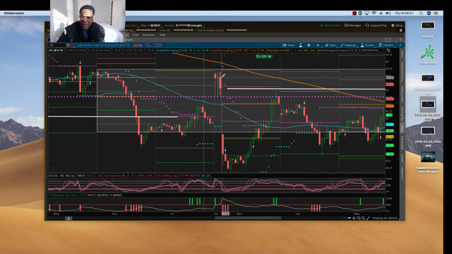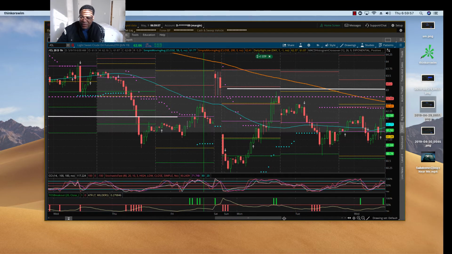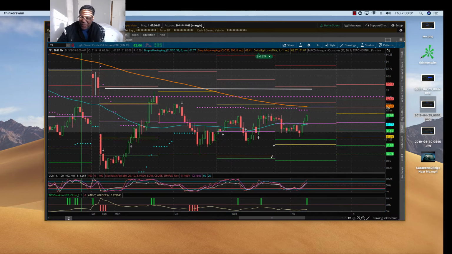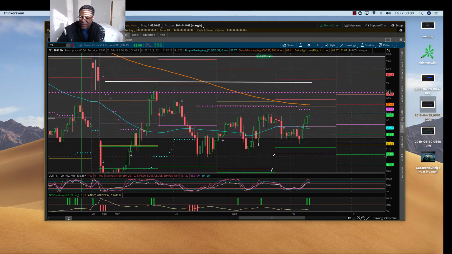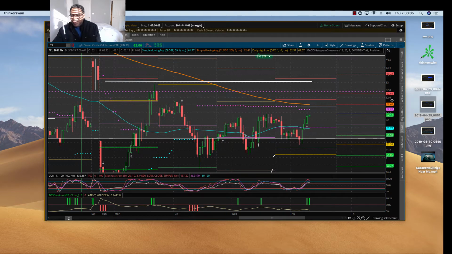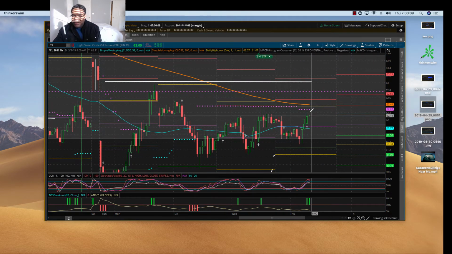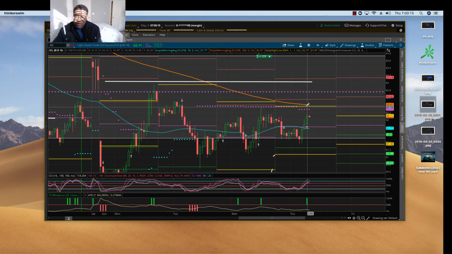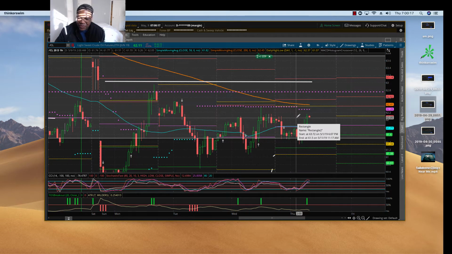So like here, see, it came into that zone, fell off. Came into that zone again, fell off. So we're anticipating that somewhere in here, the market will act as resistance.